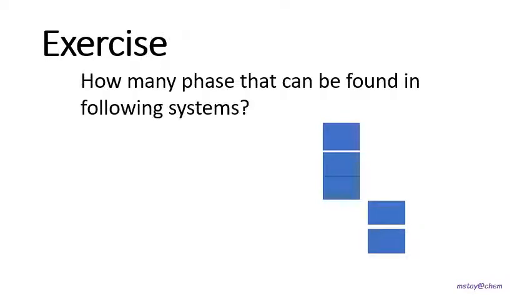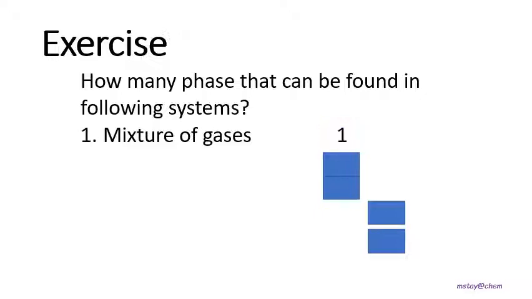Now let's continue with the extra exercise. After tutorial question number 1, we are still practicing how to determine the number of phases in the system. Again, a mixture of gases. This time they didn't give us any example of the gas, but as I mentioned before, when we look around us, we cannot differentiate which part of the gas is nitrogen, oxygen, carbon dioxide, or even argon gas. So the phase is only one.